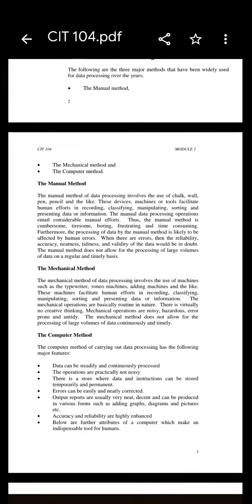Understand? Now, in the mechanical one, you use machine. The word mechanical comes from machine. So you use machine to assist you in carrying out this function. For example, you can use a typewriter in those olden days. Now the keyboard has replaced the typewriter. So those days, you use typewriter to input data. And that one is faster than sorting out data with your hand, which is the manual one.